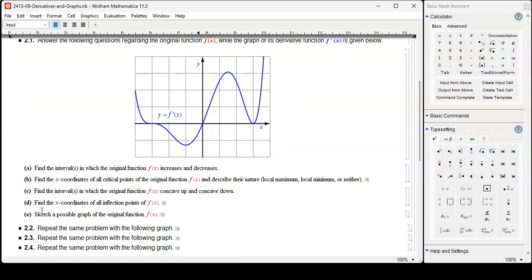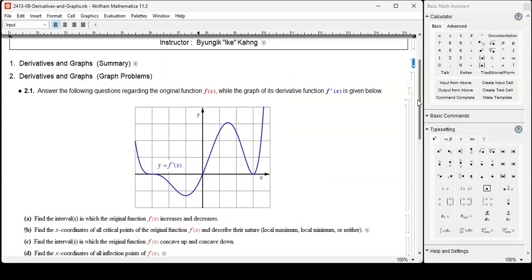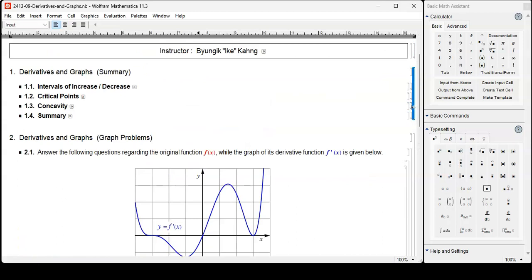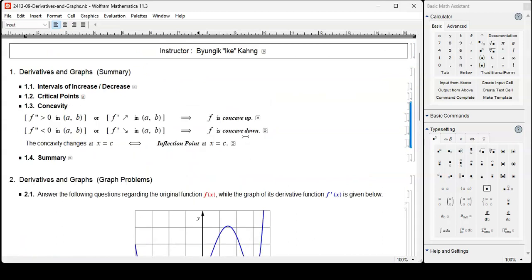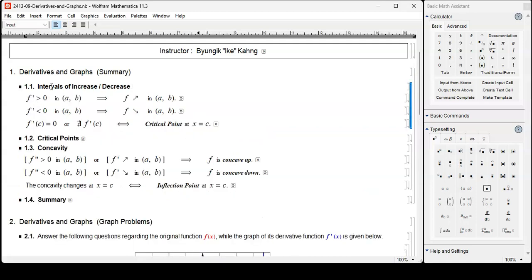Now let's go to part C and part D. Intervals for concavity, and then inflection points. They're all about this one here. Concave up, concave down, and they're related to the signs of the second derivative or the increasing-decreasing nature of the first derivative. And when the concavity changes, inflection points. So let's go back to this. The signs of first derivatives versus the signs of second derivatives.